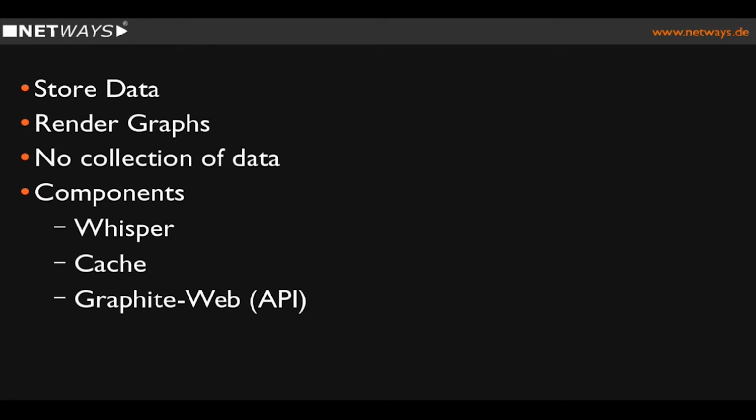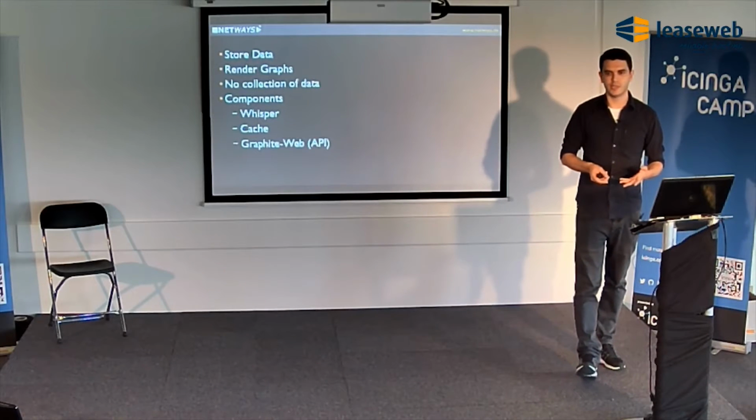With Graphite, we can store the data. This is the part which Icinga 2 doesn't do because it just forwards it. In Graphite, we can store the data into files. And Graphite is also able to render graphs. Graphite consists of 3 components.